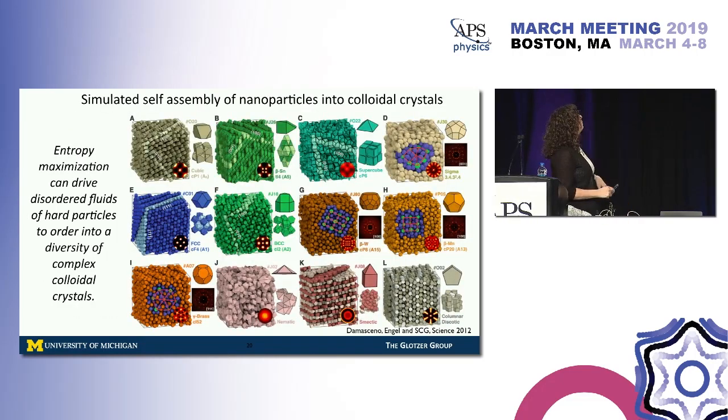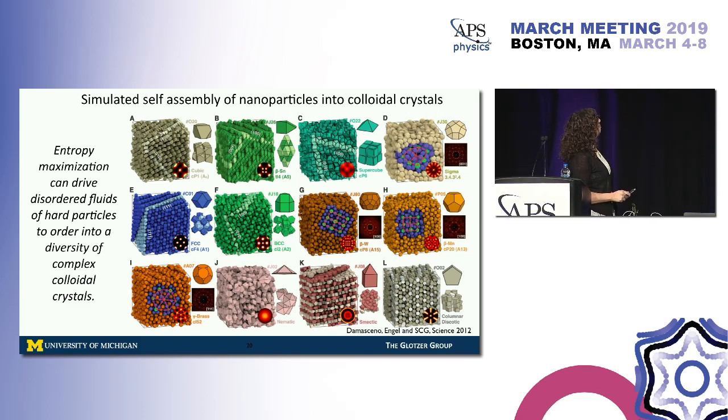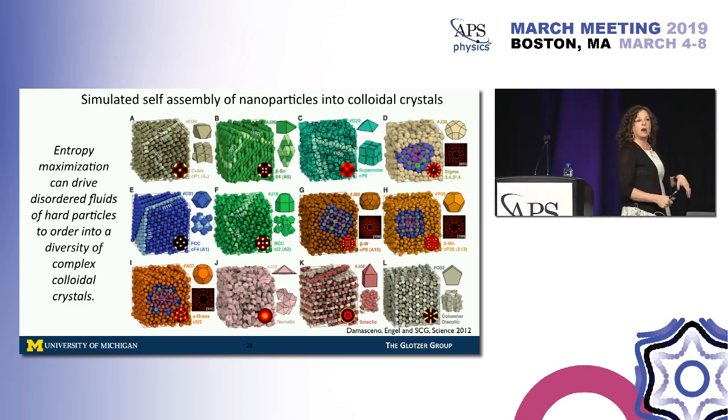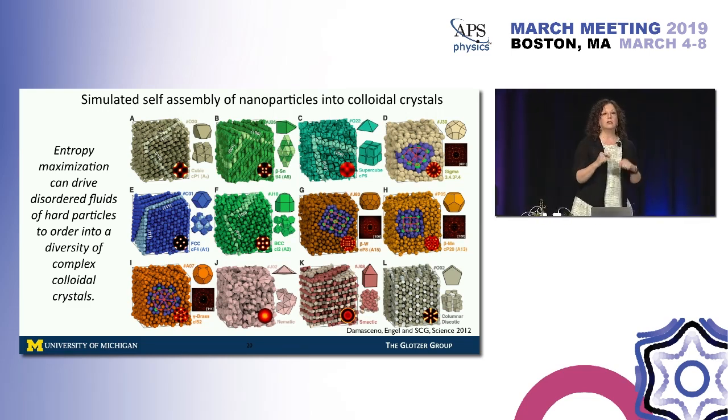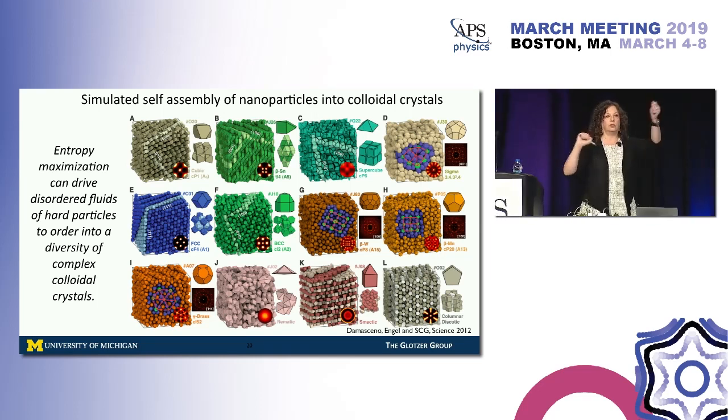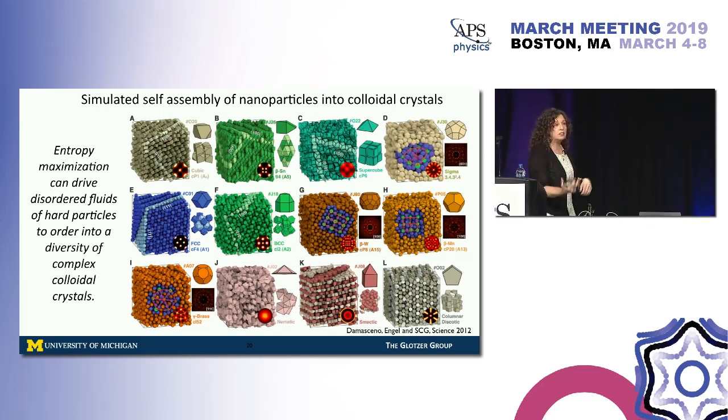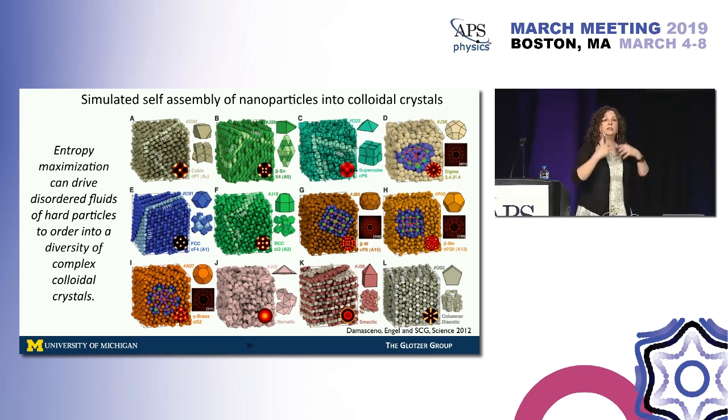Here's just a few examples that we have found through our computer simulations. Each one of these is a different shaped particle. You throw them in a box. You do Monte Carlo or molecular dynamics simulations where you're just exploring all the microstates, either statistically or classically. And in all of these cases, it spontaneously self-assembles from a disordered fluid into a crystal.